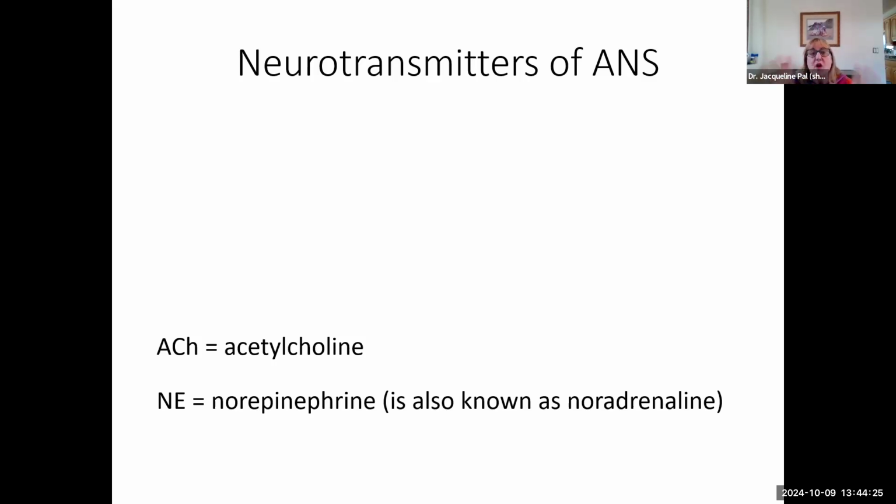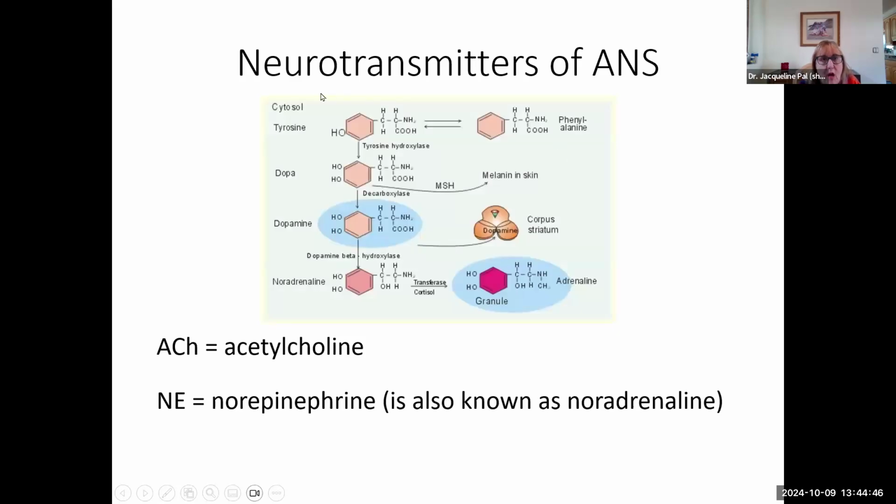And so if you know the word adrenaline, then go with noradrenaline. If you know the word epinephrine, then go with norepinephrine. So norepinephrine is abbreviated NE, noradrenaline is abbreviated NA. And now you're going, well, Dr. Powell, what the hell is norepinephrine or noradrenaline? So let me show you what these substances are.